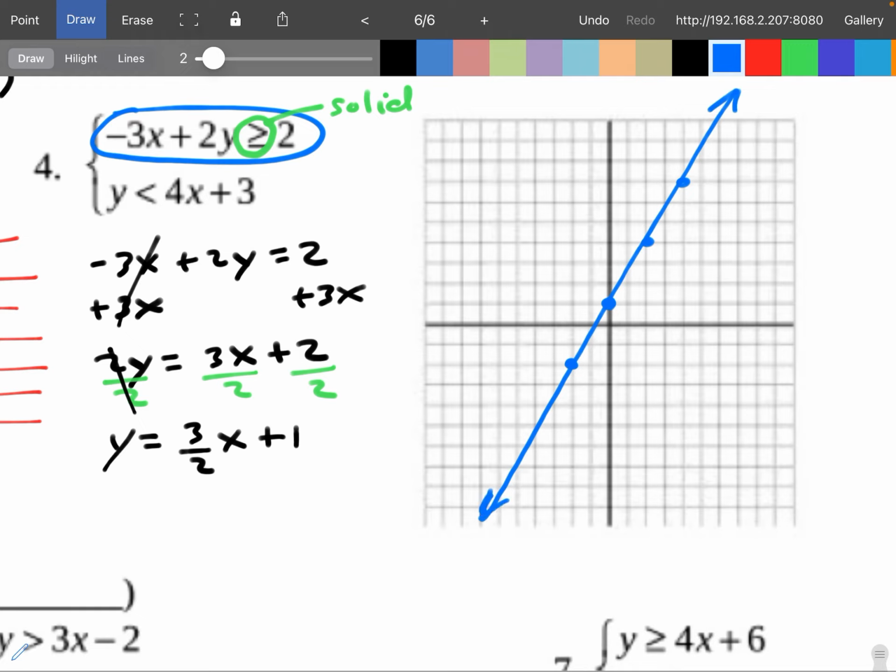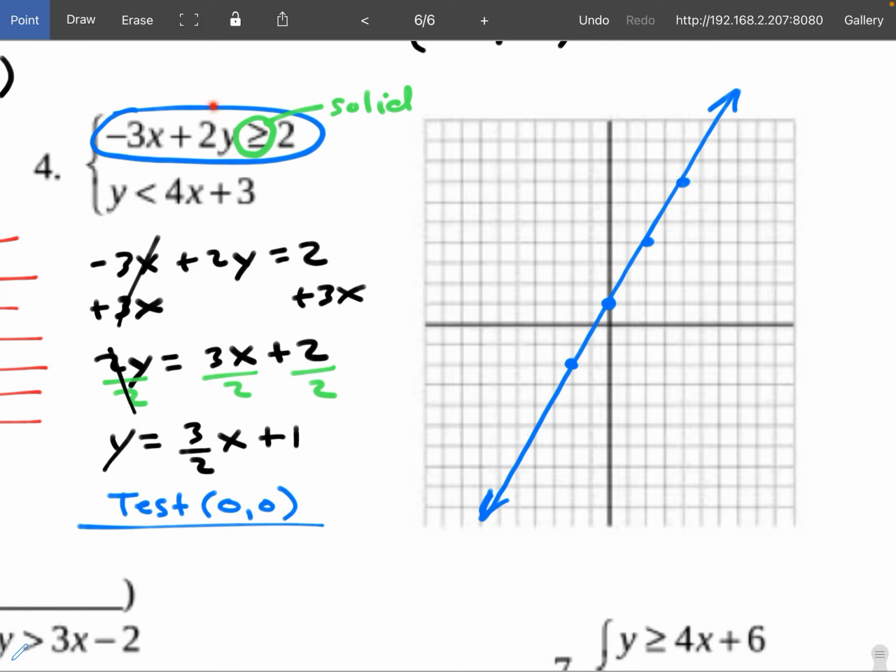So let me get my ruler here. So something like this. All right. So we decided that it was a solid line. That was step 2. And then step 3 is we got to test the point. So what point do you want to test?